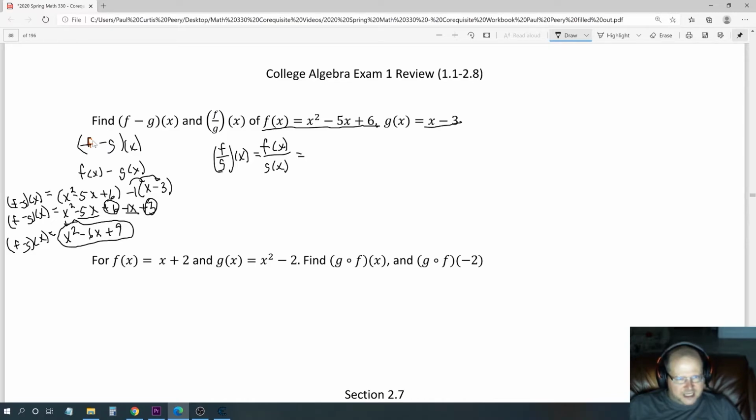Well, what is f of x? Well, f of x is equal to x squared minus 5x plus 6, and g of x is equal to x minus 3. Now, we want to simplify this rational expression. The way we're going to do that is we're going to factor everything first, and then we're going to see if anything cancels out. And the way we do that is I'm factoring the x squared minus 5x plus 6. It's a simple trinomial, meaning it has a leading coefficient of 1, so it makes this a little easier.